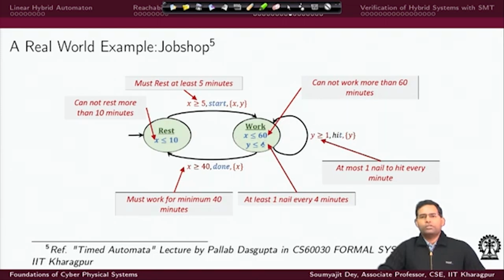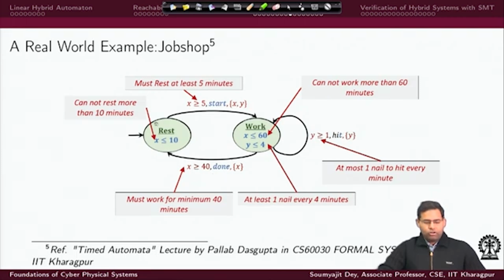So, it cannot work more than 60 like that, and then when this done event comes, you have to transit to rest. At the same time, while I cannot work more than 60, I must work at least a minimum of 40 units of time. So, if I want to specify that, I can have a guard like this here.